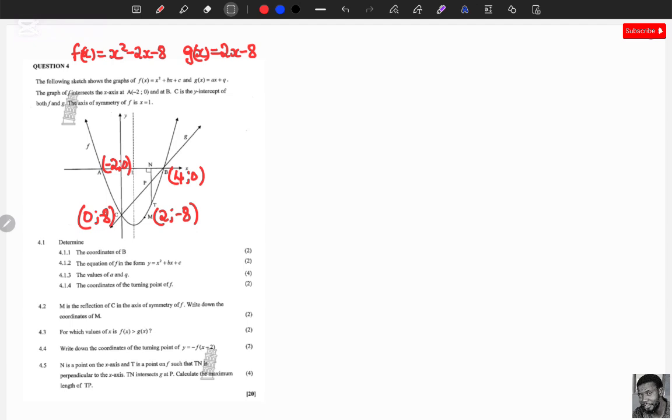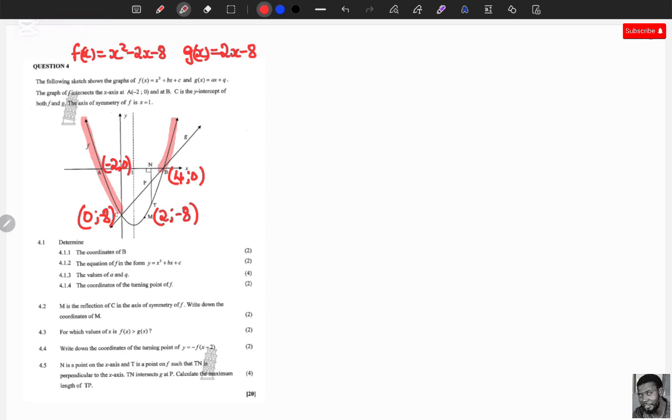4.3, they want us to find the values of x whereby f of x is greater than g of x. I'm going to highlight that portion whereby f of x is above the straight line. So this one and here. There.